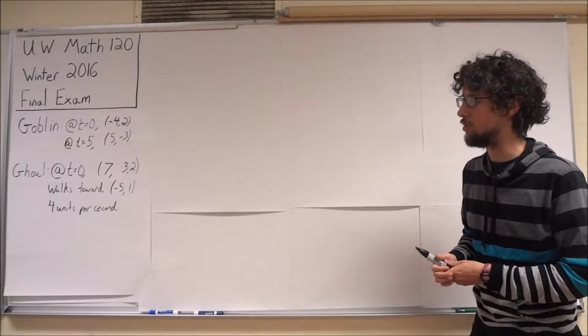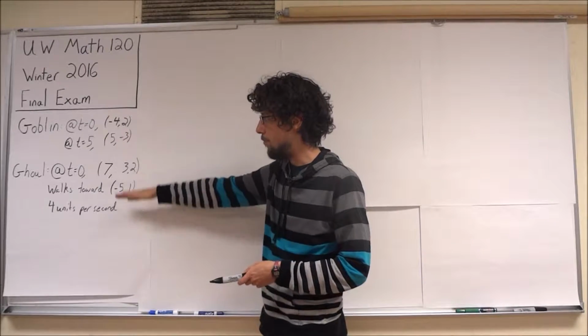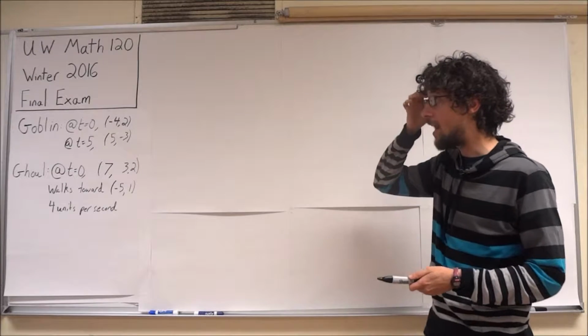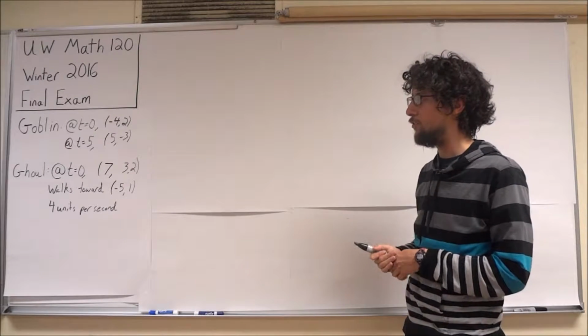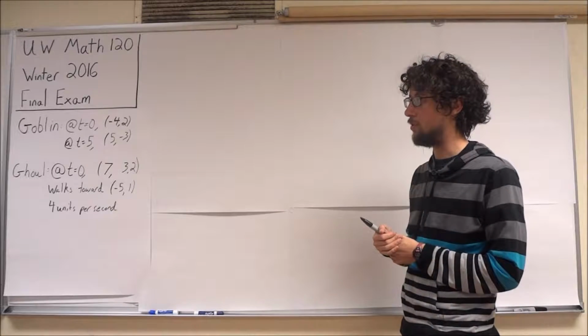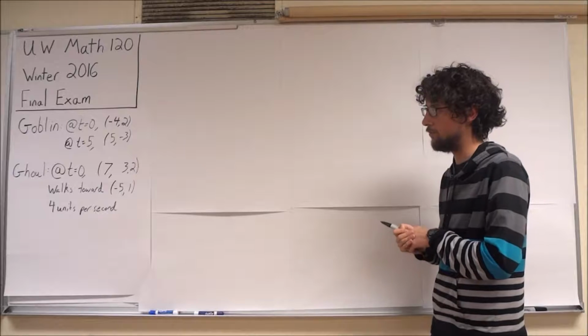The question asks us to do 3 things: model the goblin's motion parametrically, model the ghoul's motion parametrically, and finally, at t equals 1.5, find whether the goblin or the ghoul is closer to the zombie. In other words, whether the goblin or the ghoul is closer to the origin.